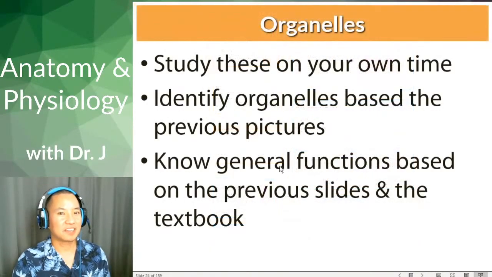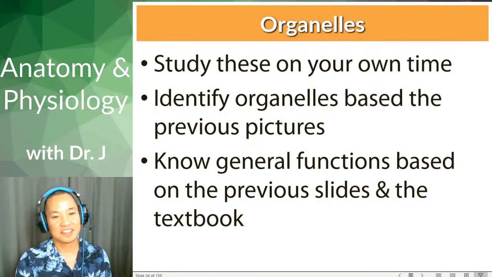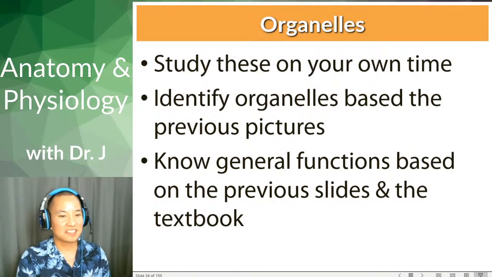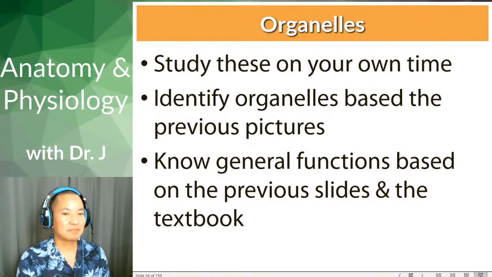So this is what I want everyone to do at home. Rather than me pointing out and saying, this is a mitochondria, this is a peroxisome, this is the Golgi apparatus, I want you to study these on your own time. The future homework will have these as well. But you should be able to identify the organelles based on these pictures. Everyone has the slides.